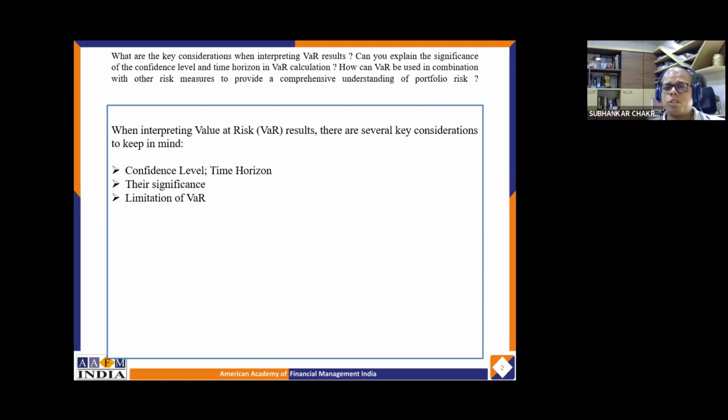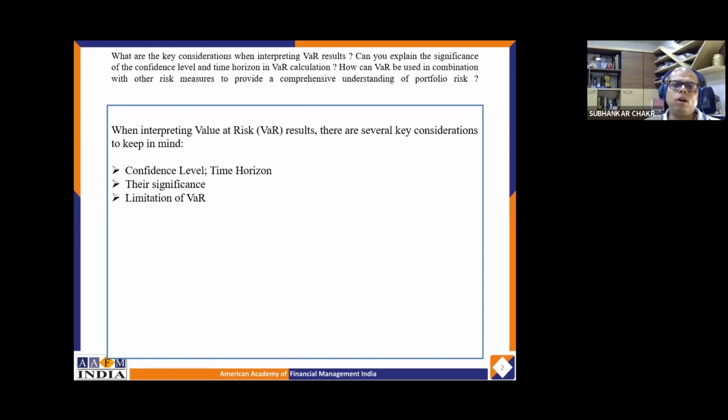But what is the limitation of VaR? The limitation is that it always considers the previous data. So whatever you want to interpret and whatever you want to plot, the data will always be historical. It sometimes doesn't follow accordingly. So the trend that you have seen in the past 10 years might not follow going forward.